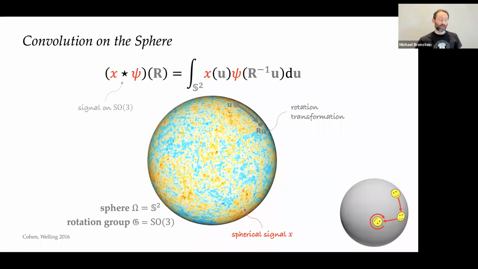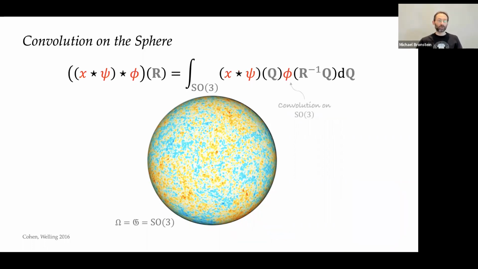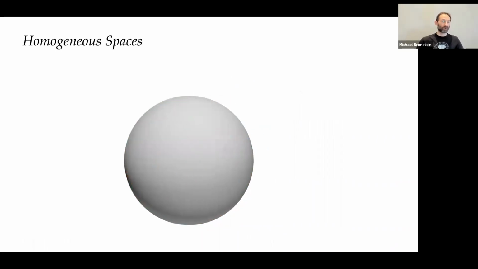So the output of the convolution on the sphere will live on SO3, on the three-dimensional manifold. And if I want to do another layer of convolution, I will need now to do it on SO3, right? So I will need to do it on this manifold, and here the points will be rotation matrices, denoted by Q. Okay? So this is a very important distinction.